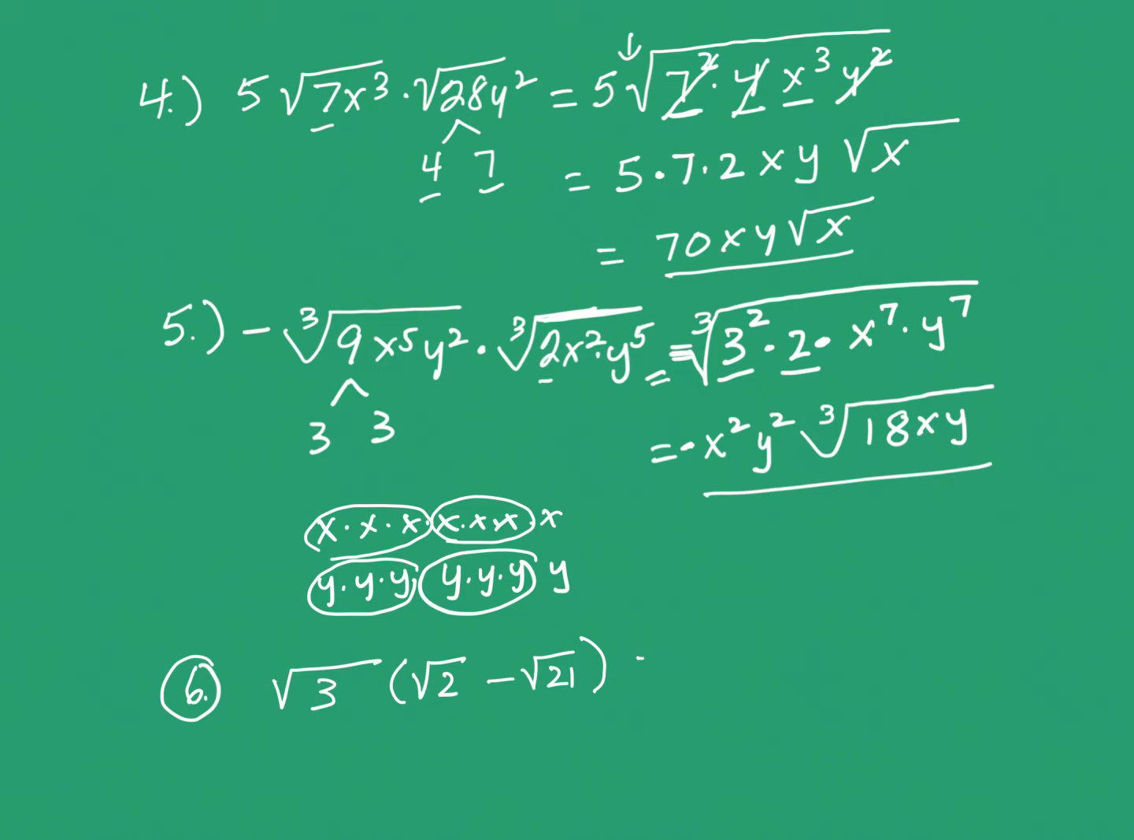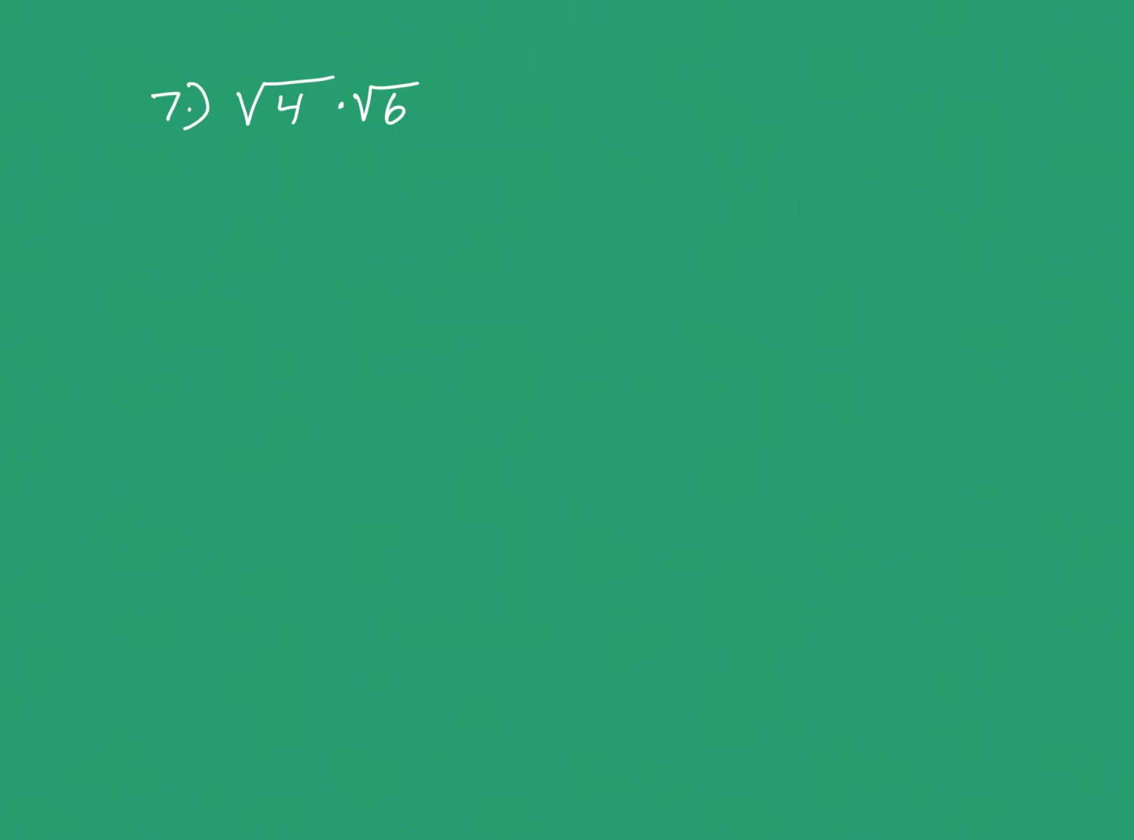Okay, so we have square root of 3 times 2, since it's the same index, minus square root of 3. Remember that 21 is 3 times 7. You see this radical we can't simplify, so that's just square root of 6, minus the square root of 3 squared, which is 9. The square root of 9 is 3, square root of 7. And that's what it simplifies to.